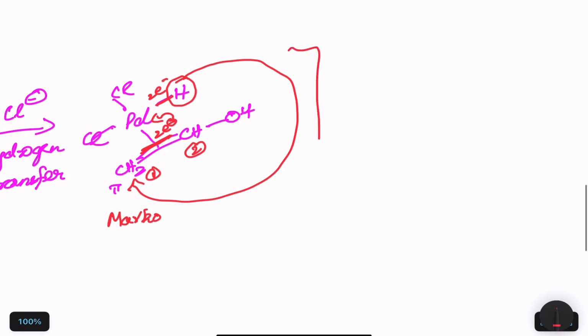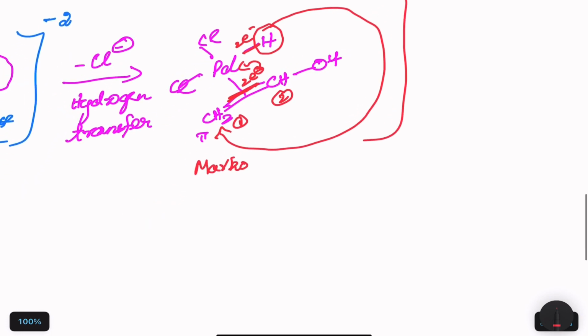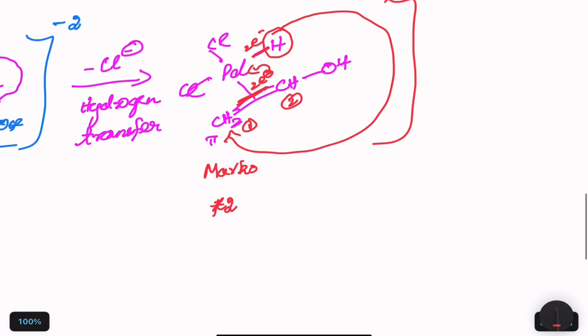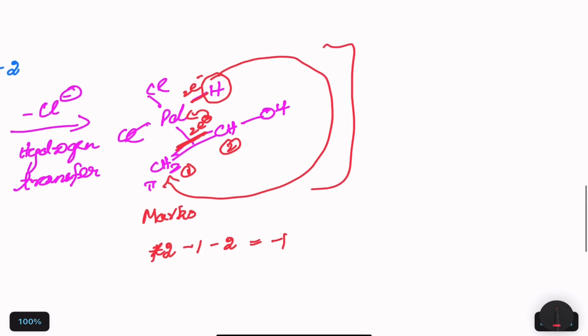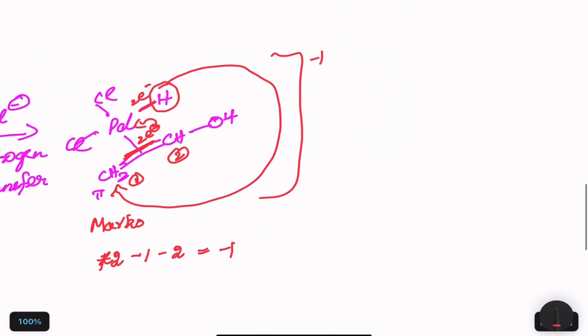So in this step I have not done the charge. So how to calculate charge? 2 plus 2 we will consider for palladium, and then for hydrogen 1 minus 1, 2 chlorine, so minus 2. That's it, right? So what will be the answer? It will be minus 1. So here the charge, in this step it is minus 1.